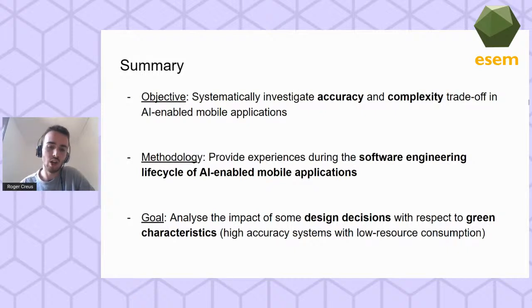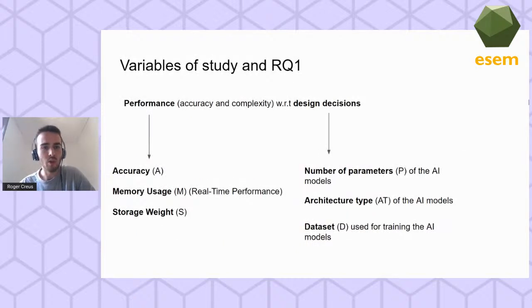And again, here, our objective or goal is to reason about that sweet spot of high accuracy systems with low resource consumption. So here in our first research questions, on the left, we see the variables that we identify as representative of the performance.